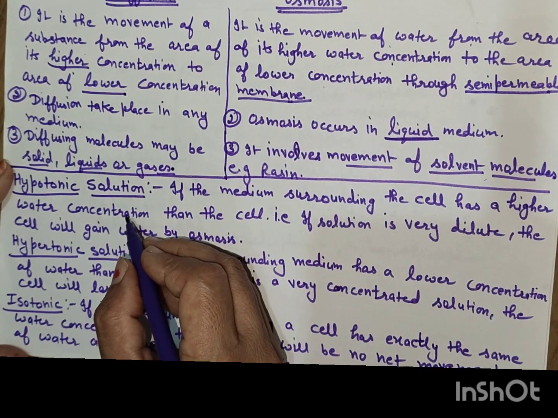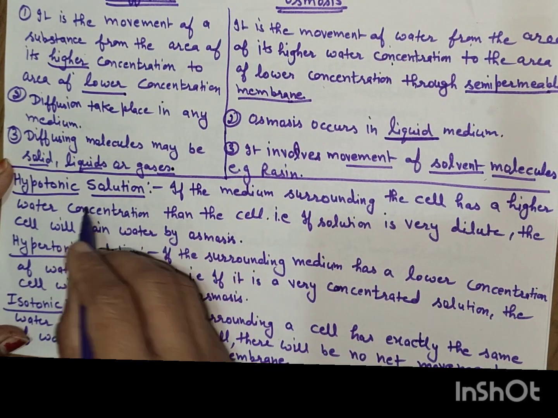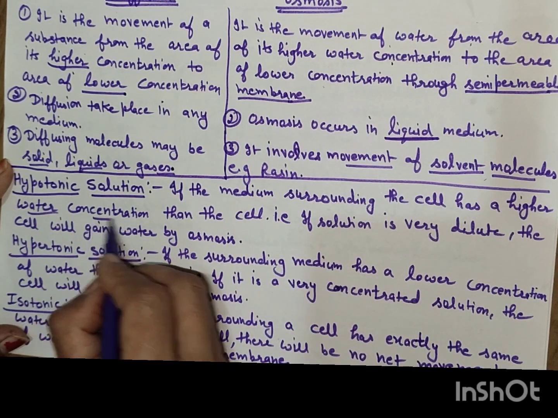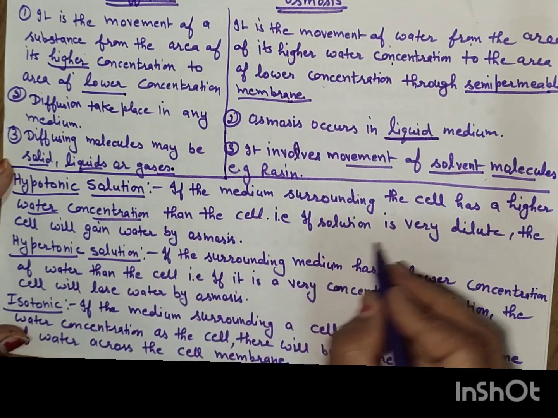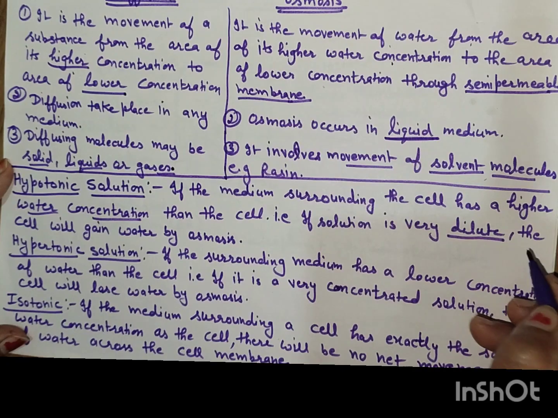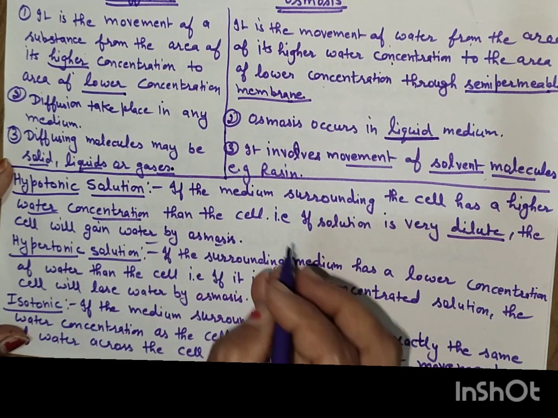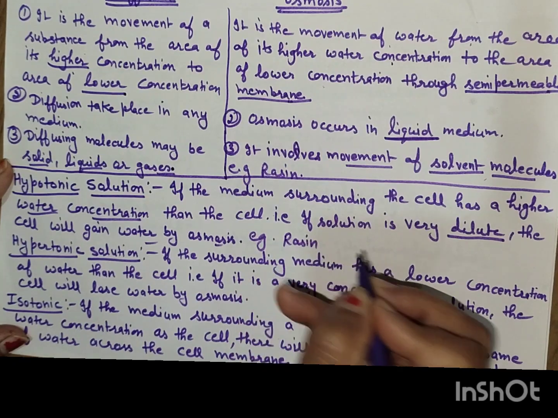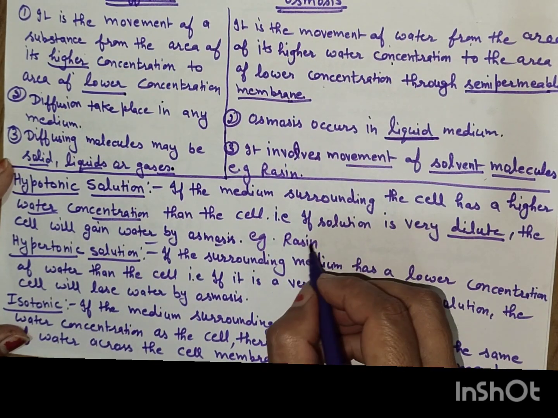Now here are three different types of solution. First is hypotonic solution. If the medium surrounding the cell has a higher water concentration than the cell, if the solution is very dilute, the cell will gain water by osmosis. Example, again, kishmish or raisin.